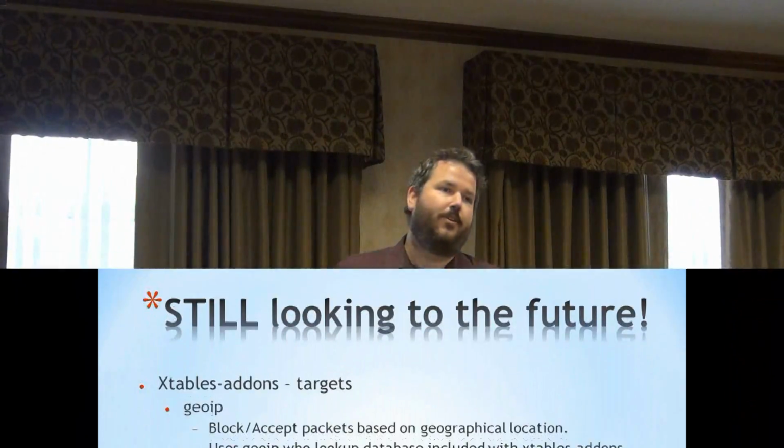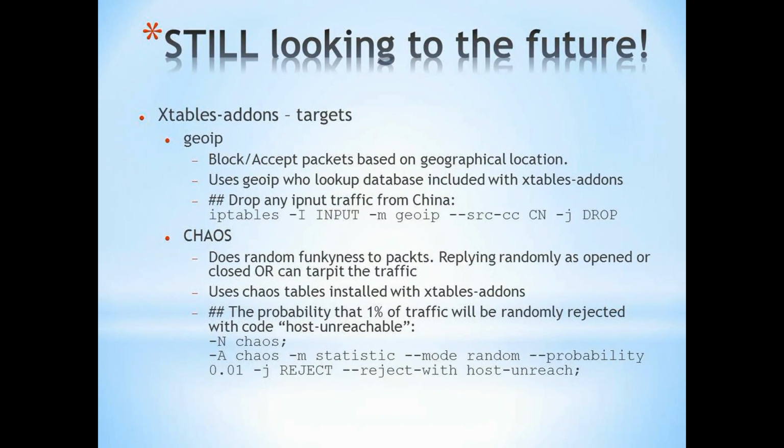And also with Xtables add-ons, you get a whole host of new targets too. You can do black holing, you can do tar pitting, you can do some of that in IPTables as well. But this is kind of interesting, and I found this because I like to play with people sometimes. It's called chaos. And here you're creating a new table called chaos. And what chaos does is it tells IPTables to respond randomly to packets if it's not what you're expecting.